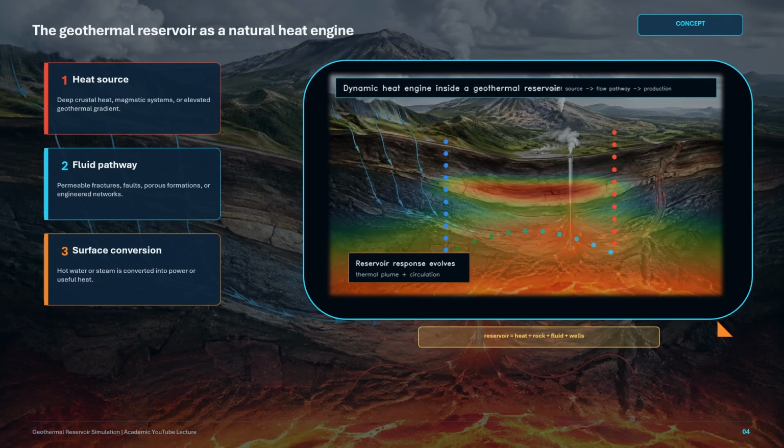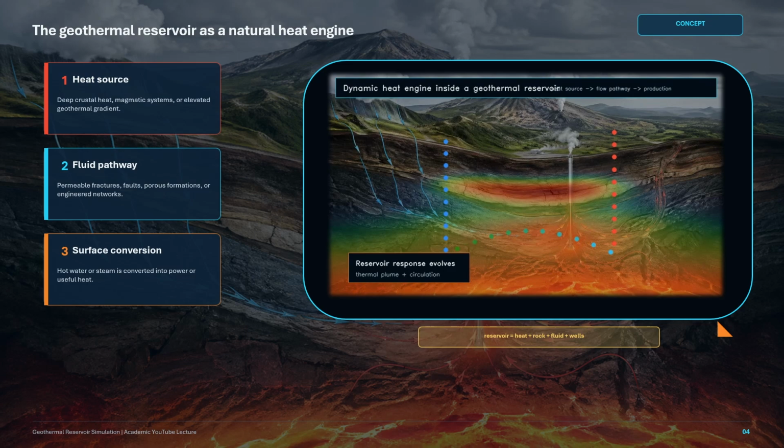The second element is the fluid pathway: natural fractures, faults, porous formations, or engineered fracture networks. The third element is circulation. Cooler water moves downward or is injected, absorbs heat from the rock, and returns to the surface as hot water or steam. The key point is simple but powerful. Geothermal energy is not stored only in water. Most of the thermal energy is stored in the rock, and water is the carrier that brings this heat to the surface.